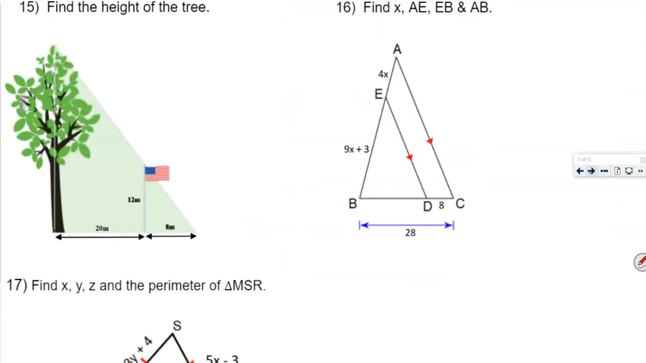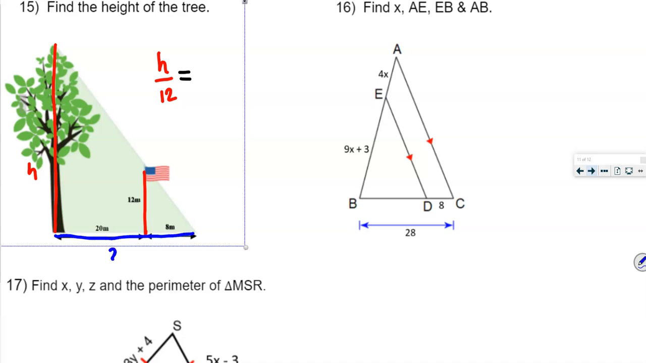All right, so this next one says find the height of the tree. So it's asking us to find this height right here, the height of the tree, and that relates to this 12, right? So I'm going to say h over 12, and that's going to be equal to this whole length right there. Hear me, guys. The whole length, which is 28, right? So that's going to be equal to 28 over this part right there, the 8. Okay? So we're using the flag to find this.